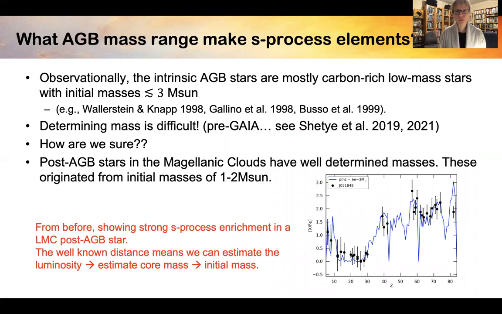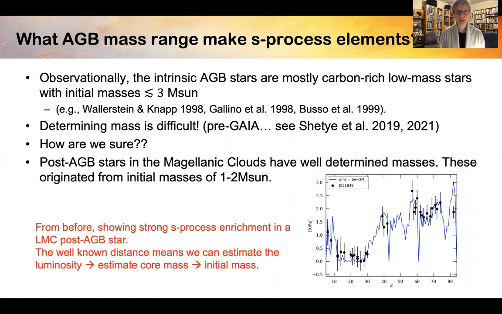Okay, so what question is, we know AGB stars can make s-process elements. From observations, we have some hints at the mass ranges. Observationally, these are low mass stars with initial masses less than about 3 solar masses.